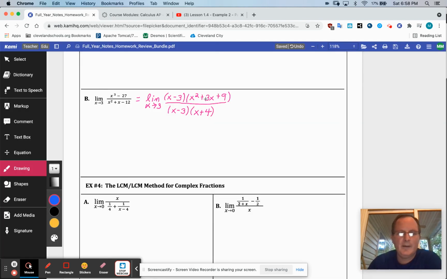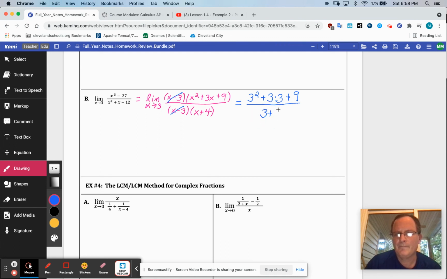That'll work. All right. So you could go ahead and say, well, these cancel out, right? And then go ahead and substitute. And if you substitute, you don't have to put the limit notation. We had to have it right here, but we don't have to have it after that. And so what are we going to have? We're going to have 3 squared plus 3 times 3 plus 9. Just a bunch of 9s, right? And then on the bottom, we're going to have 3 plus 4.